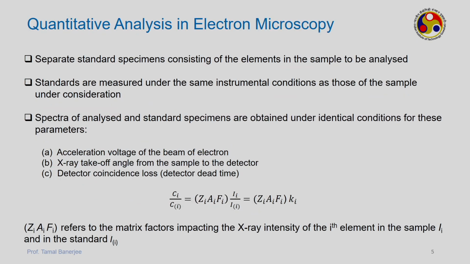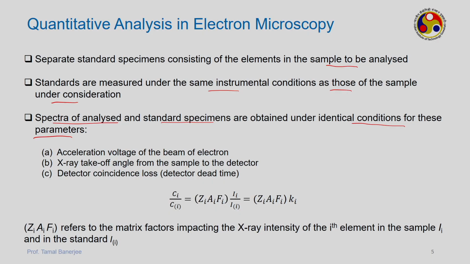In electron microscopy, we have a separate standard specimen consisting of the elements in the sample to be analyzed. Now standards are measured under the same instrumental conditions as those of the sample under analysis. The issue is that the spectra of the analyzed and the standard specimens are obtained under identical conditions for these parameters. So you do it separately, one for the standard, one for the actual sample. Earlier, in the internal standard case, we used to do it together. Now it is separate. If this is done separately, these three factors should be taken into consideration.